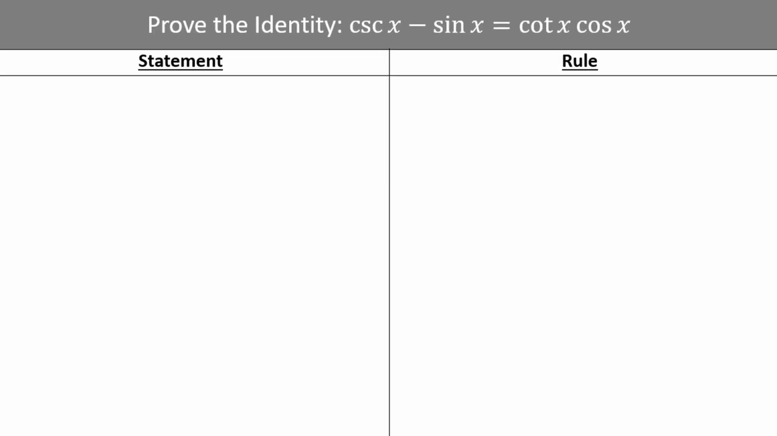Let's try another problem. We are asked to prove the identity cosecant of x minus sine of x is equal to cotangent of x times cosine of x. Let's start working with the left-hand side. It might be unclear what we should do first. I do notice that our final answer must be two terms multiplied together. Maybe it would be a good idea to combine our two terms in some way, and the way we can do that is by getting a common denominator.